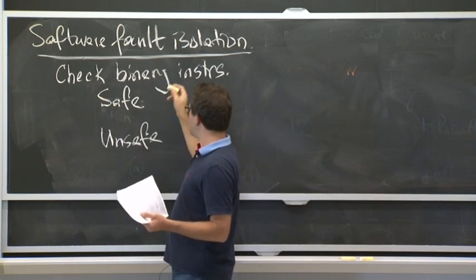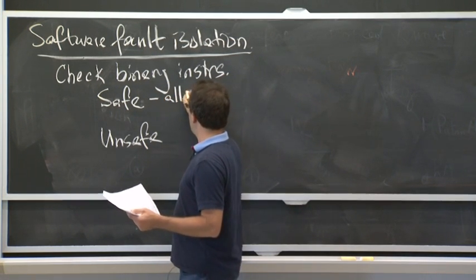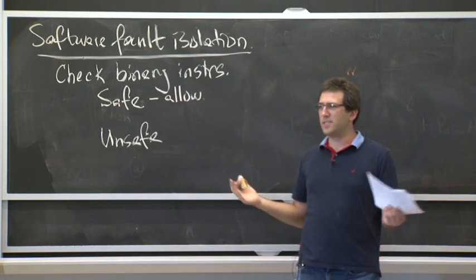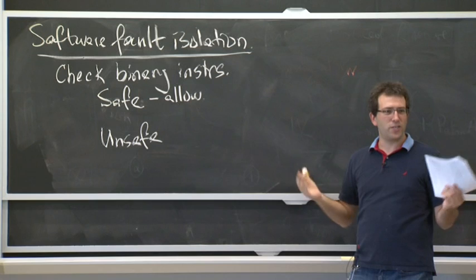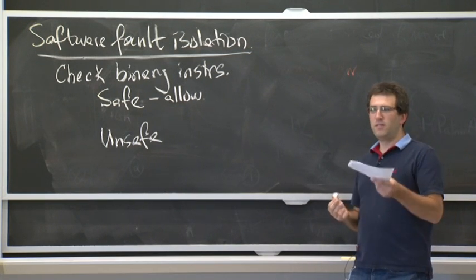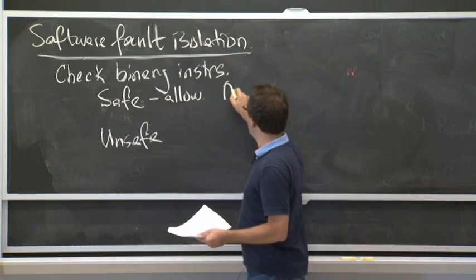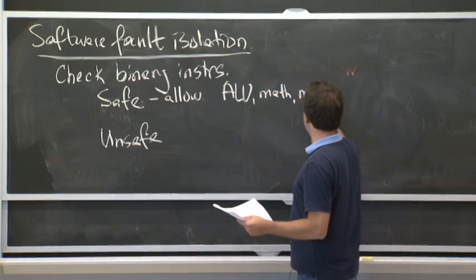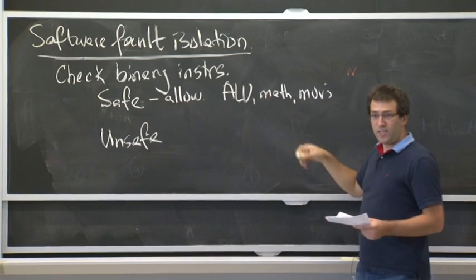So what do they do for safe instructions? Well, they're just going to allow them. What's an example of a safe instruction? What are they thinking of that doesn't need any extra checks or protection, et cetera? Yeah, so like any kind of ALU operation, basically, math, presumably moves between registers, and so on.